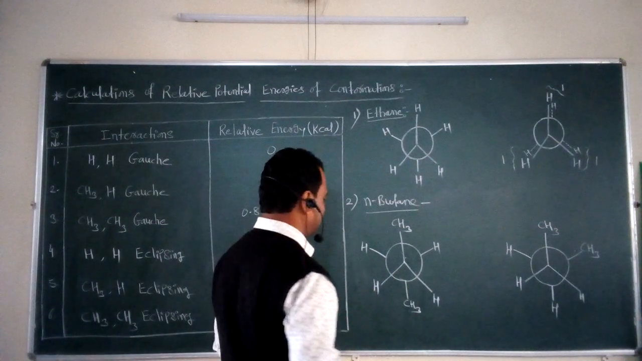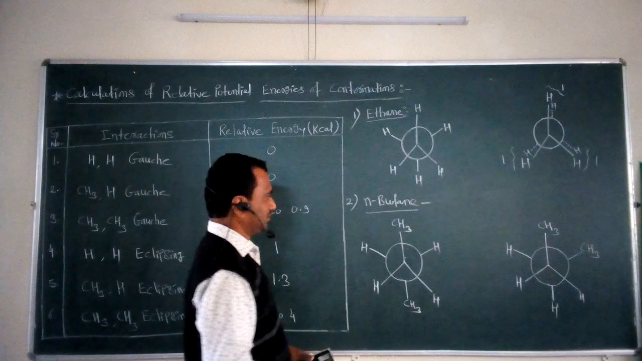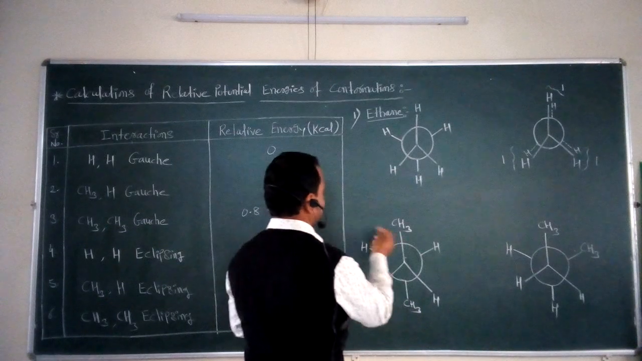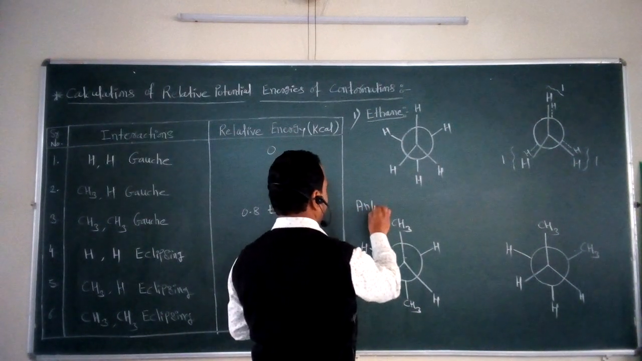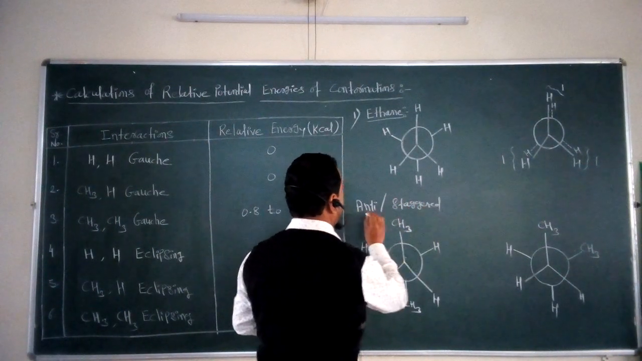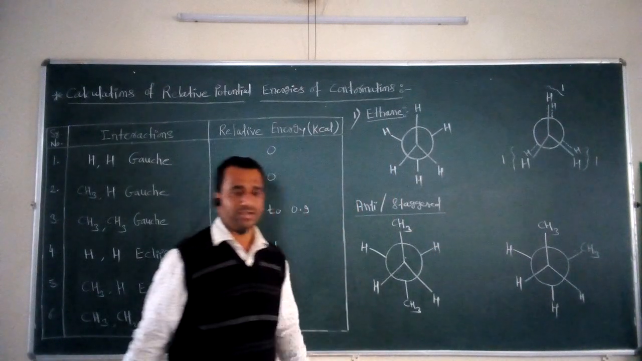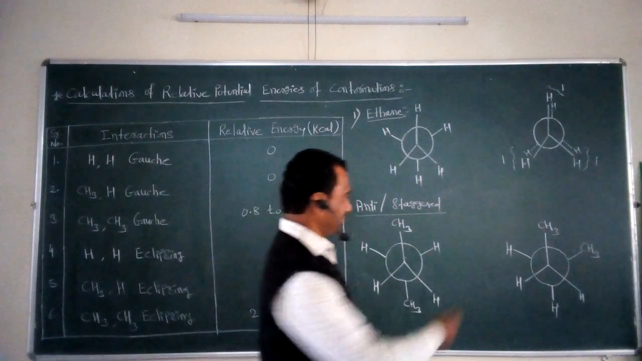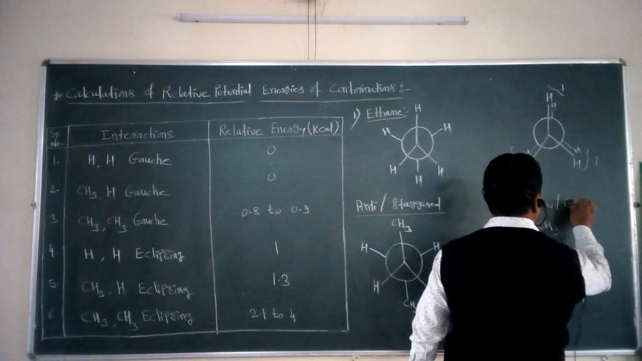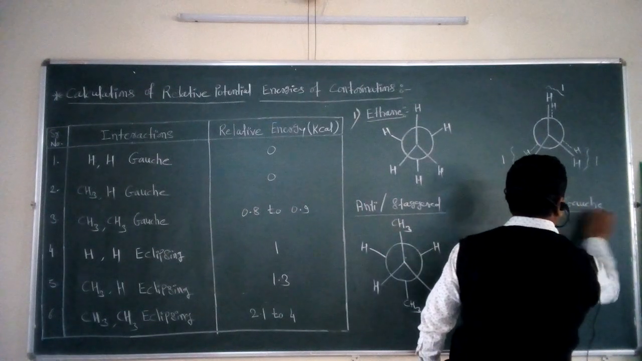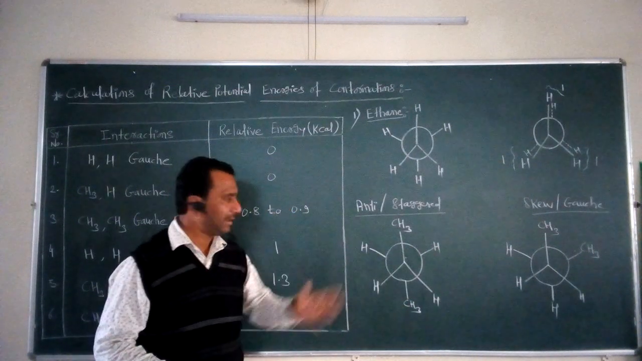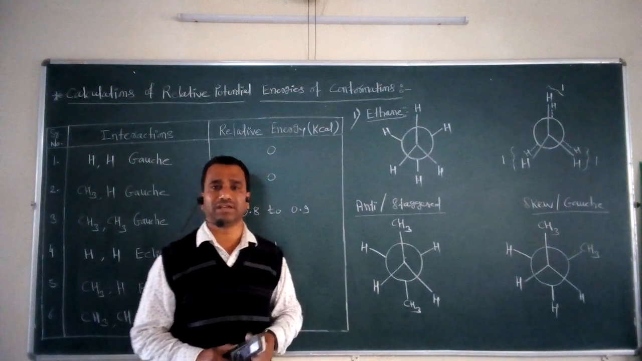So this first conformation is an anti-conformation, or it may be called the staggered conformation. And the second conformation is called the skew or gauche conformation. So these two conformations we have to consider for this N-butane molecule, and for both of these conformations we are interested in calculating the energy.